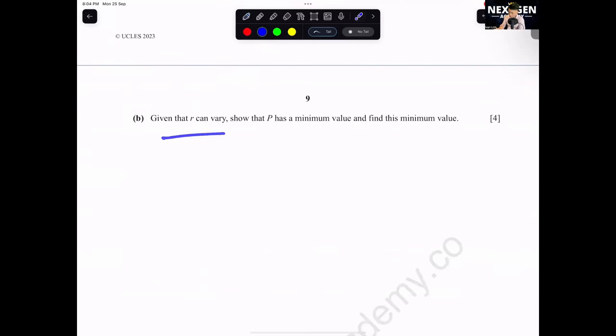Given that r can vary, show that P has a minimum and find this minimum value. How do we do this? When you see the word maximum or minimum, you will think about dy over dx equals 0. In this case, it will be dP over dr. We check dP over dr equals 0 to get your stationary value, then check whether it's maximum or minimum. So remember these keywords: maximum, minimum value, dy over dx equals 0. Then you need to find the nature, whether it's a maximum or minimum, by d squared y over dx squared. Let's just write what P is first.